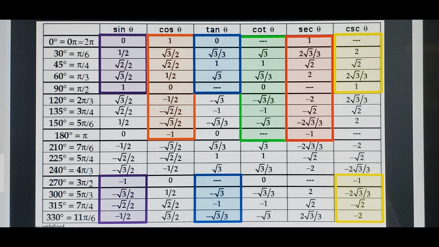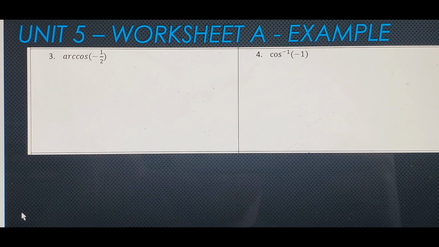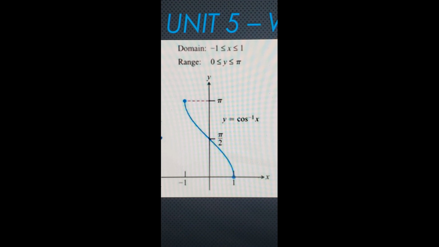Okay? Let's talk about number 3 and 4. So number 3 says we're talking about the arc cosine, or the inverse cosine of -1/2. And the other one is the cosine with the little -1. Once again, that's still inverse cosine of -1. So we're going to find -1/2 and -1 and write down our two answers for these. So we're looking at this.